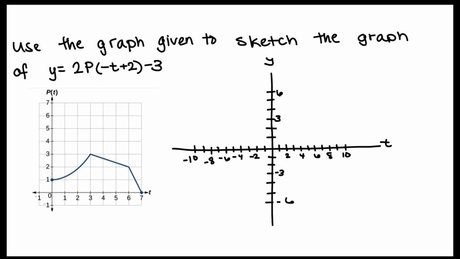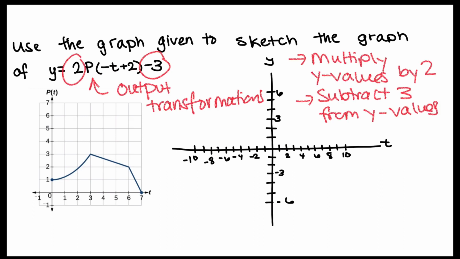All right, I'm going to draw my axis first, just so I'm ready to go. So we've got both output transformations and input transformations, things happening outside of the function and things happening inside the parentheses. It does not matter if you do your output transformations first or your input transformations. Totally up to you. I'm going to start with my output transformations. And so there's two things happening outside of this function. There's that 2 times and then the minus 3.